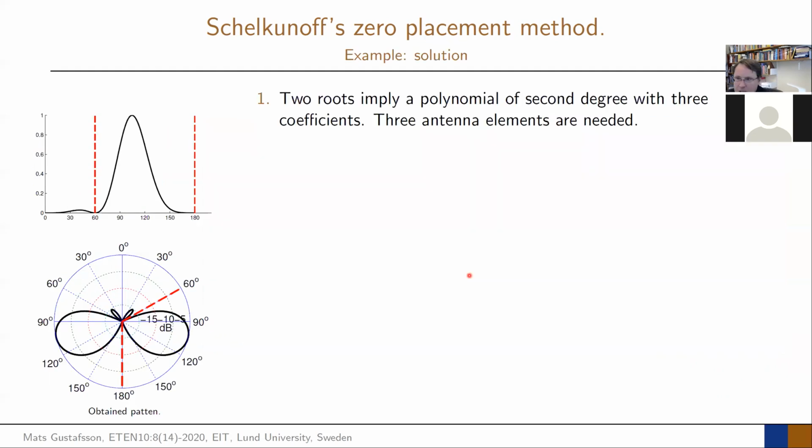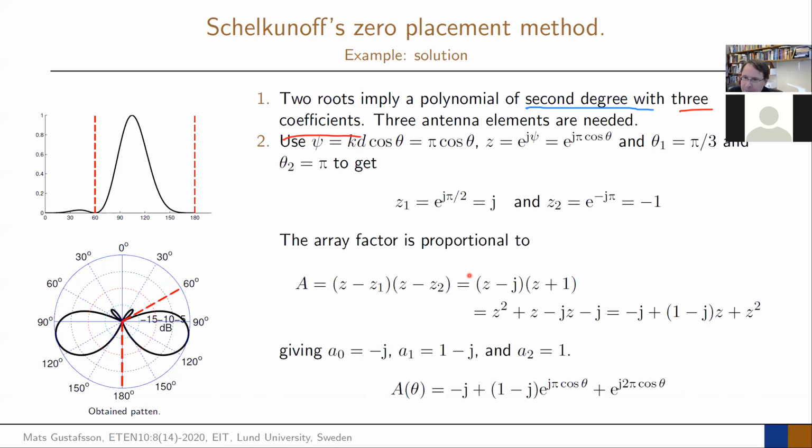So let's do this case here. So we can see that we have 2 zeros. There are 2 roots. So it's a polynomial of second degree. And that means that if it is second degree, you have 3 coefficients. And each coefficient is the excitation coefficient for your array. So you need 3 antenna elements for this case. And how to compute them, there we need some math to do this. You will do it in exercises.